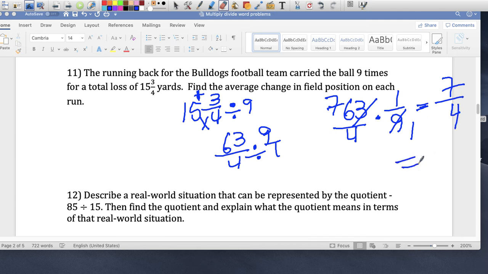So change this to a mixed number. It's going to give you 3 and 3/4 yards every time.